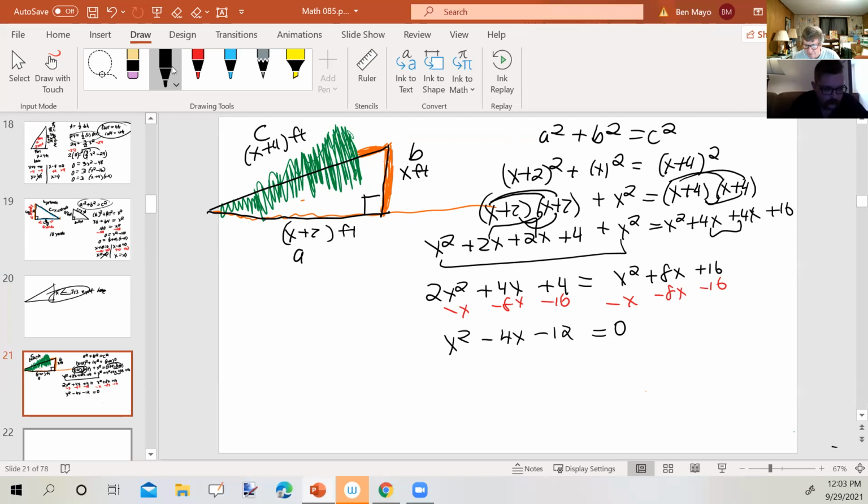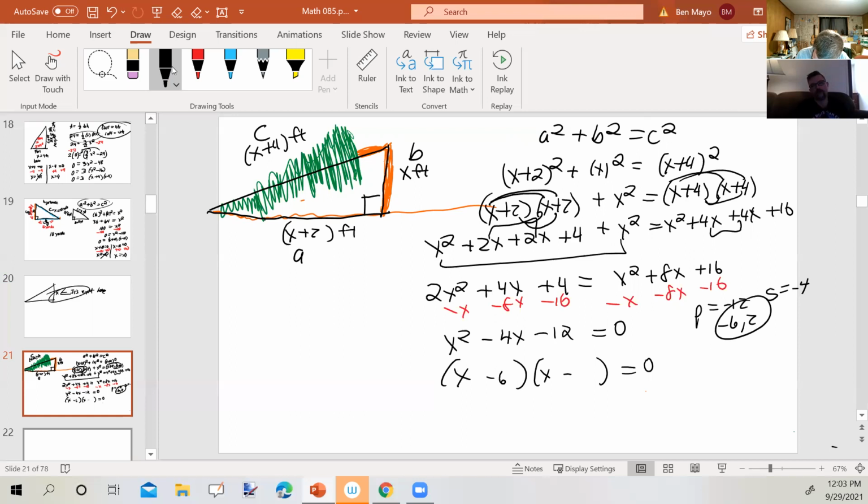Any questions? All right, so we have a trinomial. It's in descending powers. There's no greatest common factor. It's not a perfect square. It has a leading coefficient of 1. Let's see, the product is negative 12 and the sum is negative 4. How about negative 6 and 2?